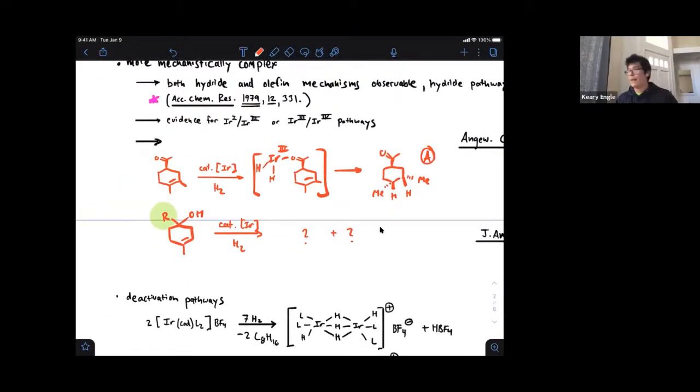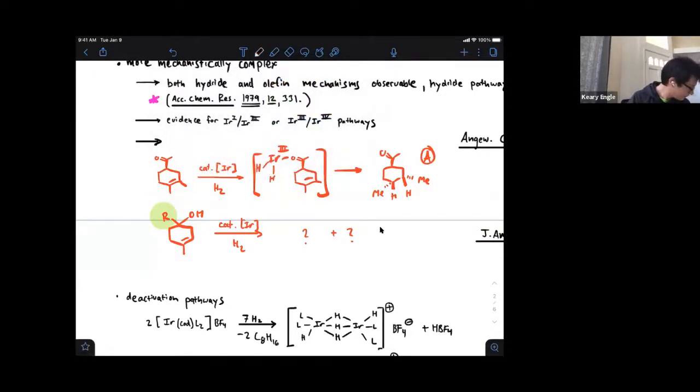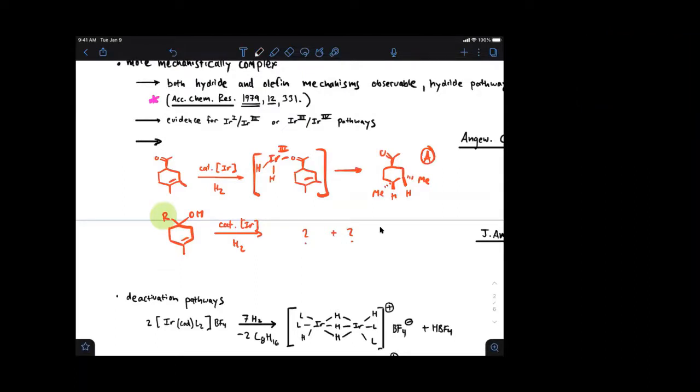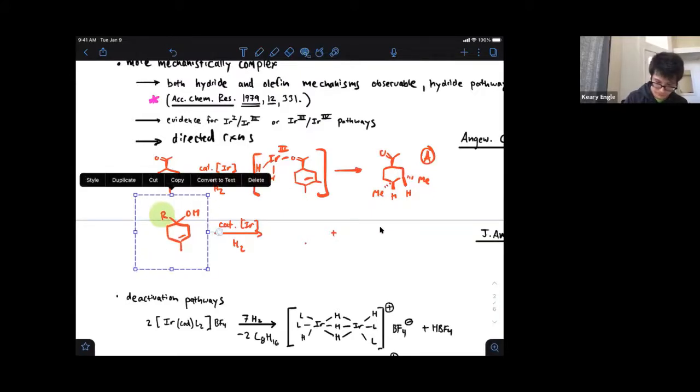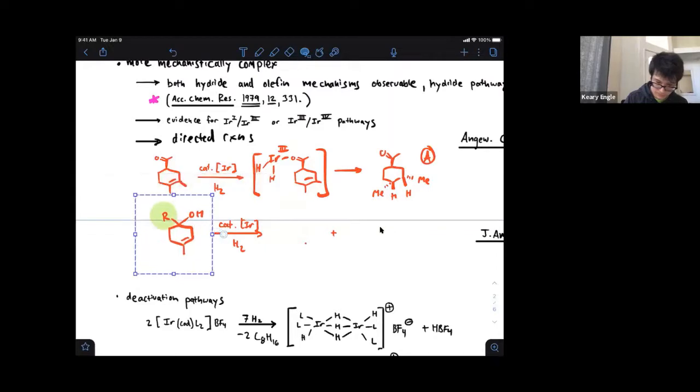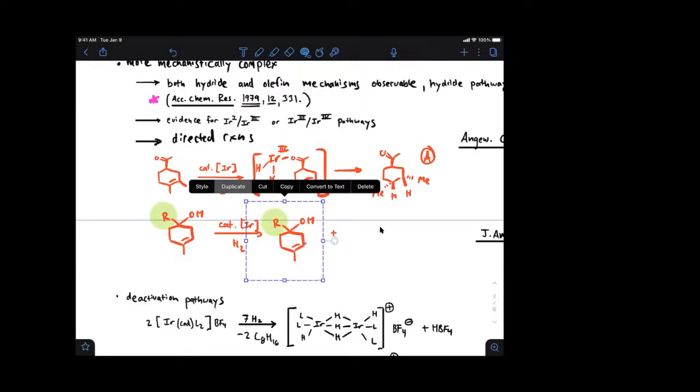Okay, and then number 2, or part B, Tiffany, what do you think? So I guess you could still coordinate in this case. Okay. So what are the 2 possible products? So I guess either on the same face or the opposite face. Okay.